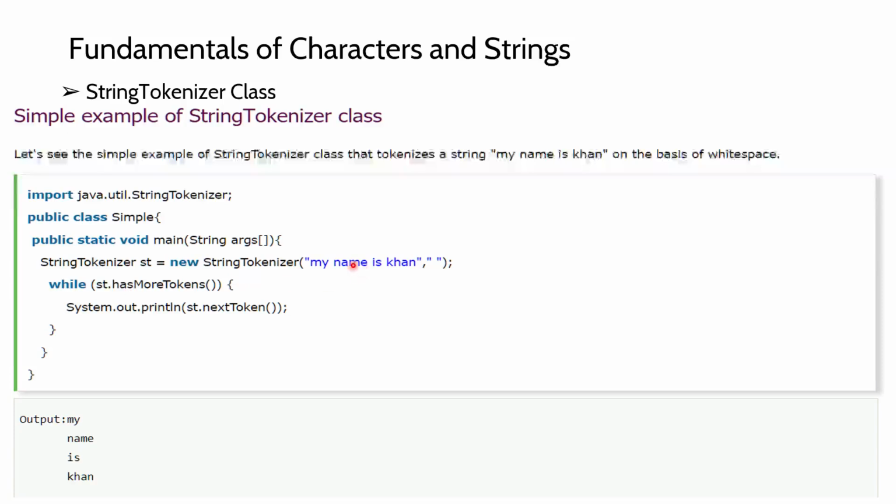Based on the space, we get "my", this is one token, "name" is another token, "is" is another token, and "Khan" is the next token, and it's based on the space here. And every time we called nextToken on st and it returned true, it went up and got the next token. So that's how we were able to iterate through the StringTokenizer object.